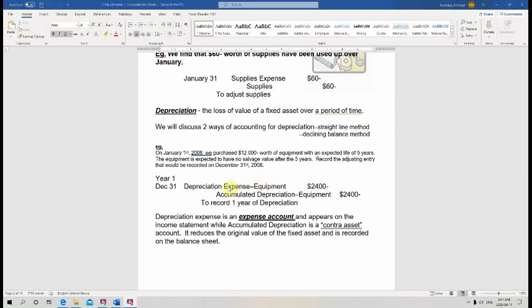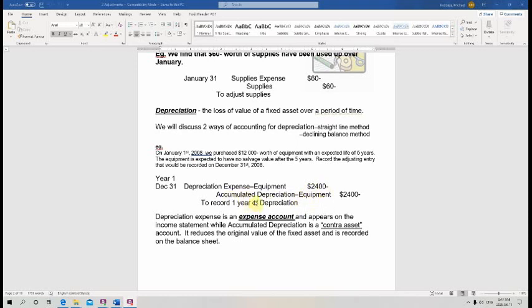Now, the adjustment for depreciation is always the same. It's going to be depreciation expense equipment debited and accumulated depreciation equipment credited. Now, these are two different types of accounts. Depreciation expense is an expense, and accumulated depreciation is a contra asset. So it's going to reduce the value of another account, specifically equipment. So the equipment account is going to be going down due to accumulated depreciation.